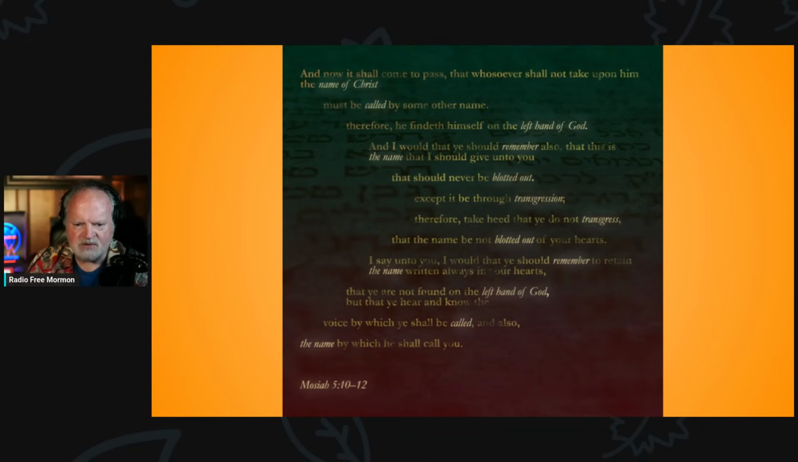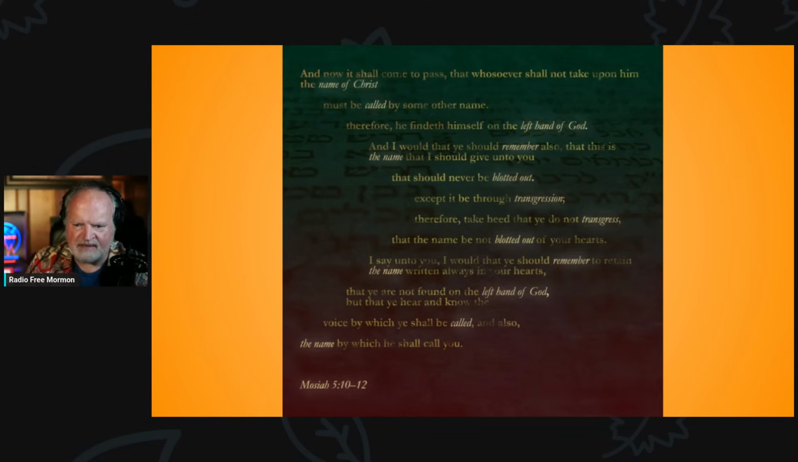That is proposed to be the beginning and the end of the chiasm, which should be identical or at least similar. The next step, the B step, right? That first one's A, the next one's B, "must be called by some other name." That pairs with "voice by which he shall be called," second from the bottom. The C step, "therefore he findeth himself on the left hand of God." And then the C step at the bottom, "that ye are not found on the left hand of God, but that ye hear and know the voice," et cetera. But it's the left hand of God. That is what is being paired up.